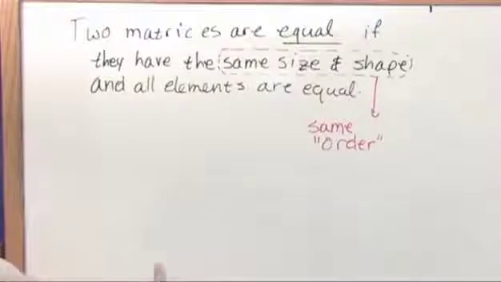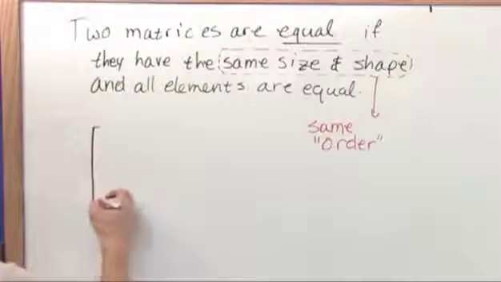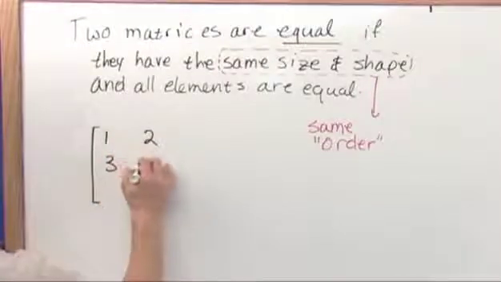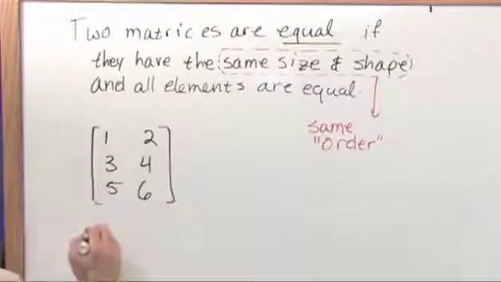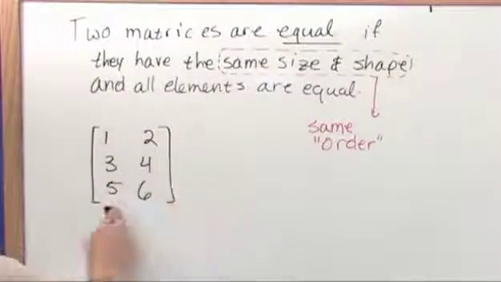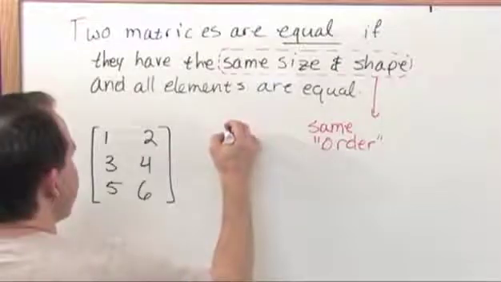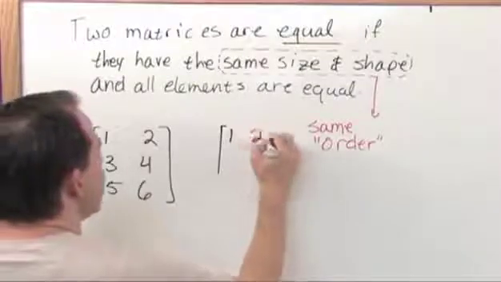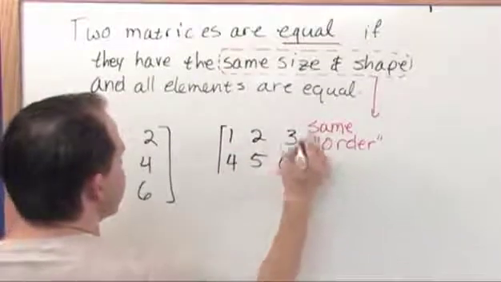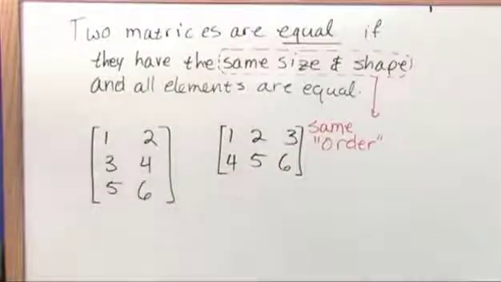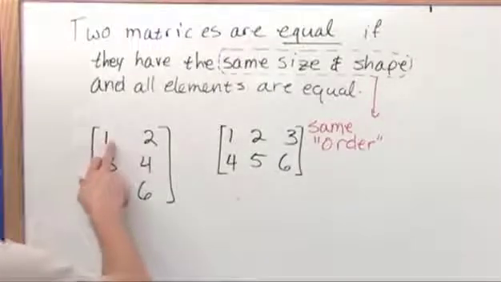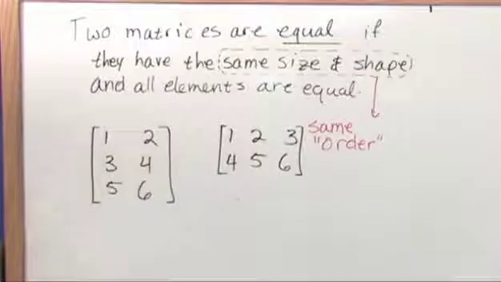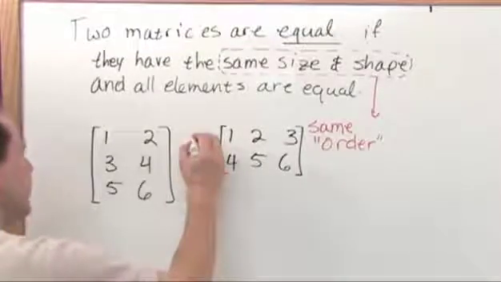Okay, so let's look at a couple of examples of matrices that are equal or not. Let's say I had these two matrices, 1, 2, 3, 4, 5, 6. Notice this matrix has 3 rows, 1, 2, 3, and 2 columns, 1, 2. And I have another matrix, and again, I have 1, 2, 3, 4, 5, 6, exactly the same numbers inside. Let me ask you this question. Are these two matrices equal to one another? Well, you notice they have exactly the same numbers, 1, 2, 3, 4, 5, 6. They're all the same. But they do not have the same size and shape. So these two things are not equal to each other.